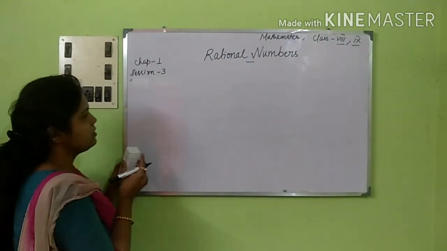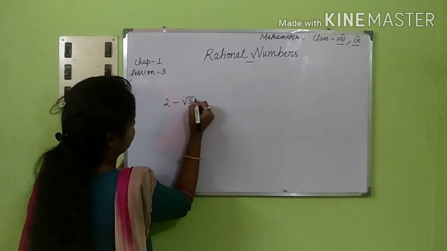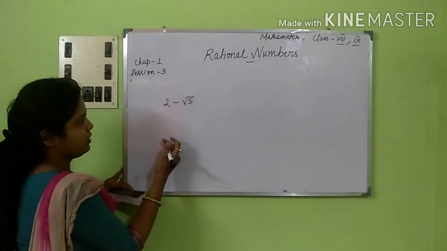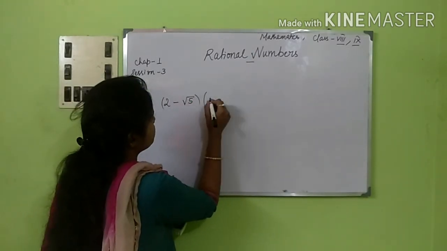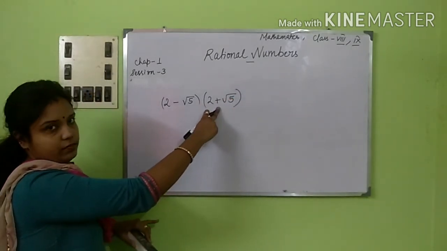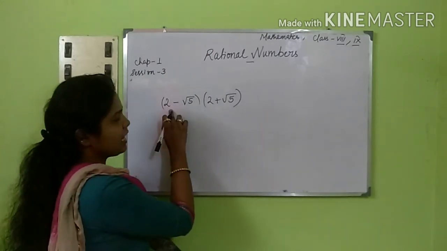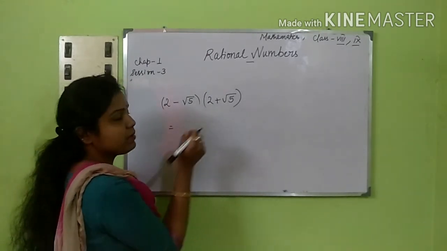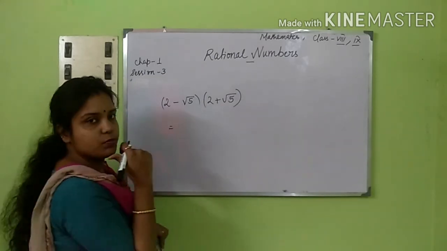Another example is, suppose we have 2 minus root 5 as a number. We are going to rationalize it. How to rationalize? We will multiply this number with the same number with the opposite sign. So we get here the formula of a minus b and a plus b, right? The answer will be a square minus b square.